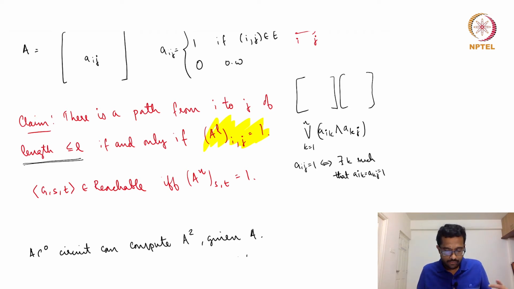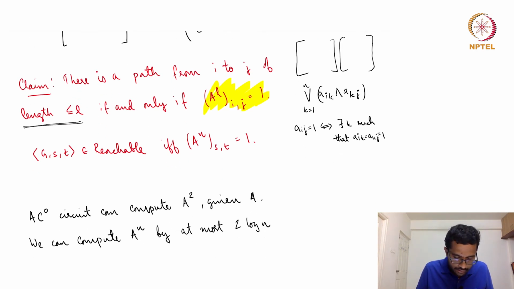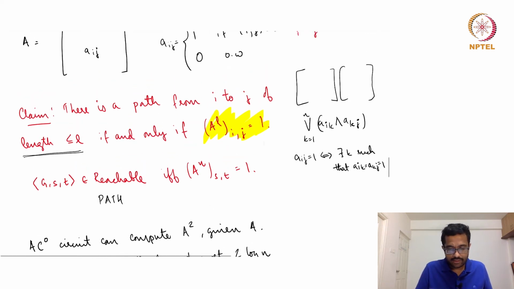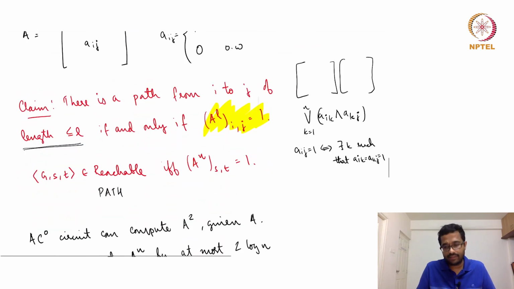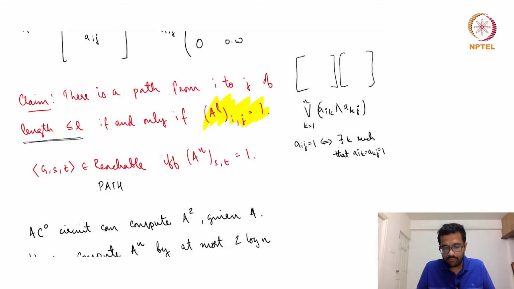Now we will say that (G, S, T) is reachable, or is in PATH, if and only if there is a path of length at most n from S to T. So the question is whether T is reachable from S, and the length of the path is in fact at most n minus 1, right. So the (S, T) entry of A to the power n minus 1 equals 1.